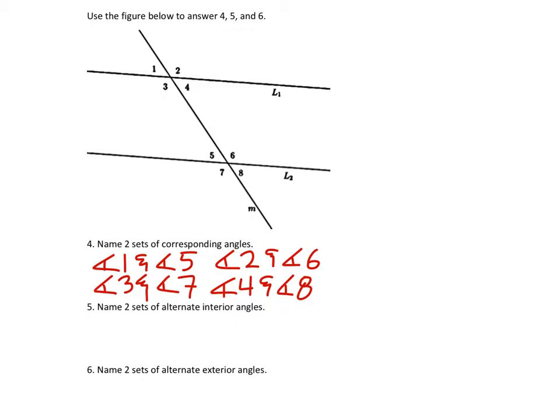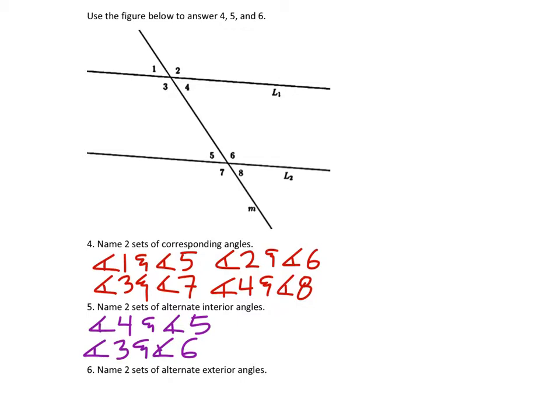Number 5, name 2 sets of alternate interior angles. So we know the interior is on the inside of these 2 parallel, well, they didn't say they were parallel, but these 2 lines. Angle 4 and angle 5 are not only interior, but since they're at different intersections on opposite sides of the transversal, they are alternate interior angles. So that was angle 4 and angle 5. The other set would be angle 3 and angle 6, another set of alternate interior angles.